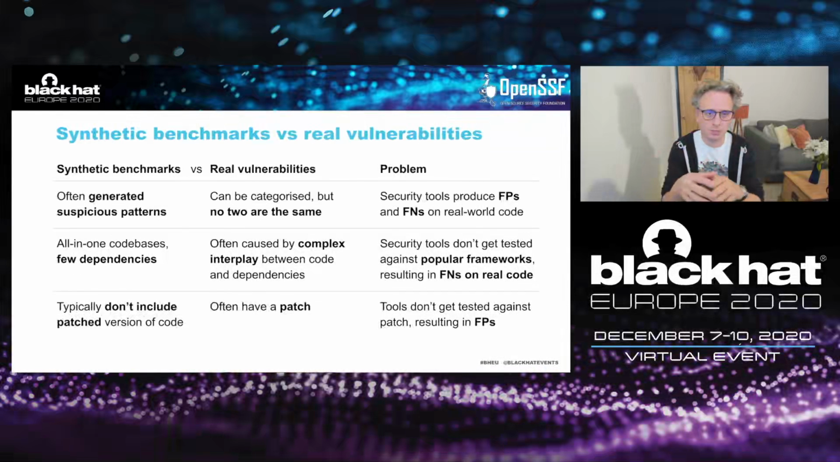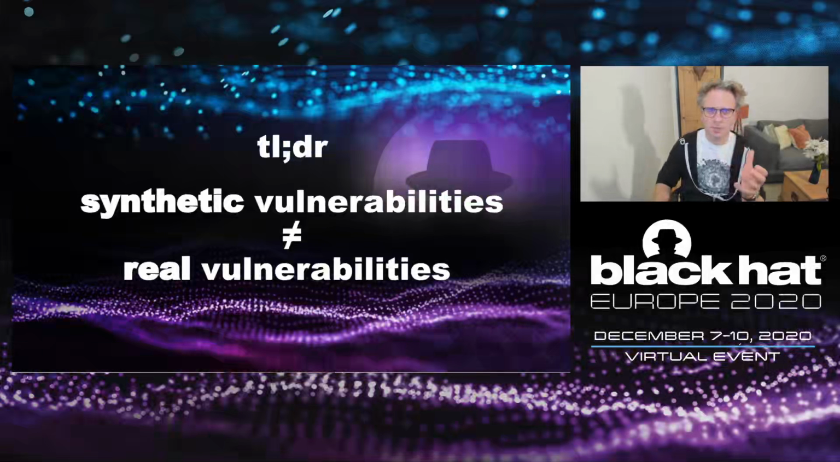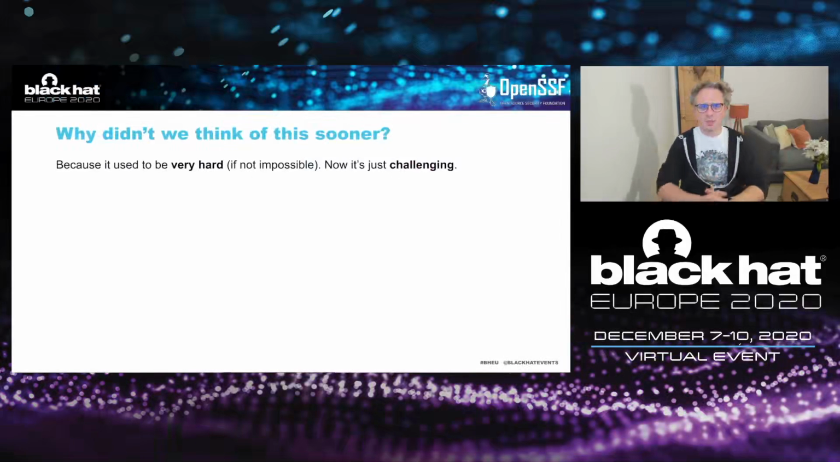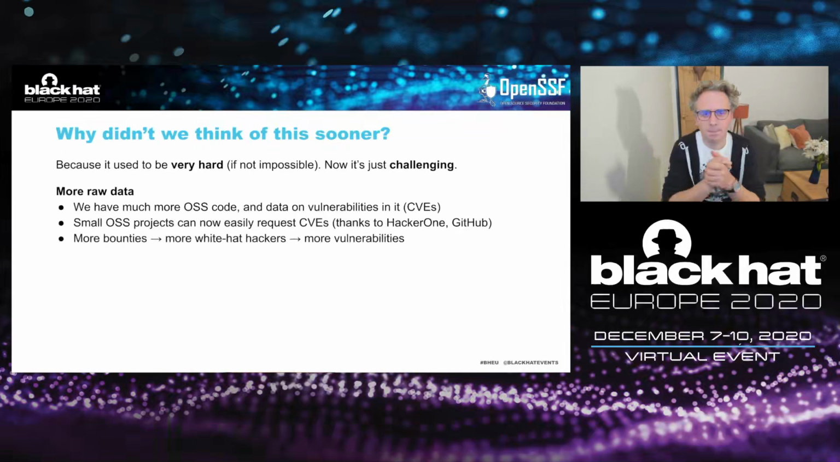And if you work on a security team, or if you're a developer working with security tools, you know how frustrating it is when security tools flag up hundreds or even thousands of false positives. So, conclusion, synthetic vulnerabilities are not the same as real vulnerabilities. So why have we been using those synthetic vulnerabilities for all those years? Well, the simple answer is using real data used to be infeasible. And I'm not saying it's easy now, but it's become a little bit easier because we have more data.